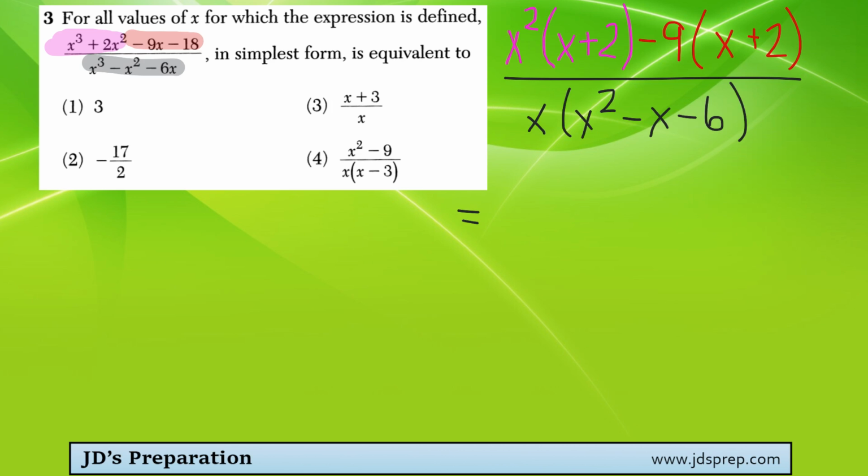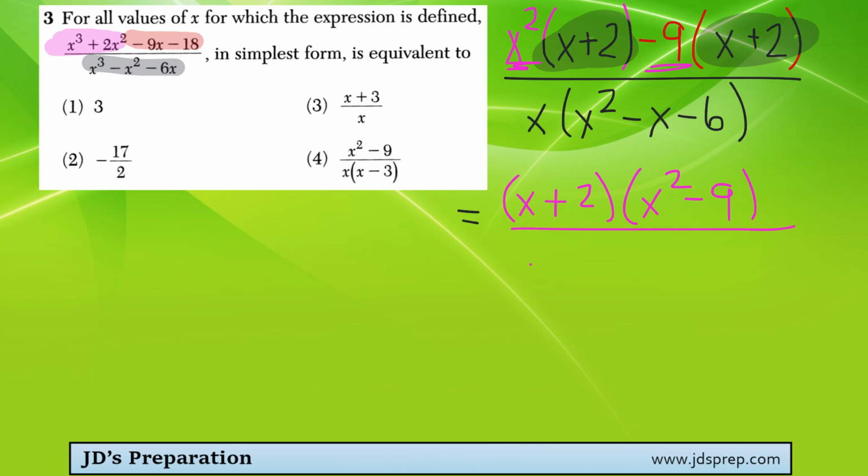Notice in the numerator, we have a common factor of x plus 2. So if we factor out x plus 2, then beside that in brackets, we'll write out what we're left with, x squared minus 9. In our denominator, let's try and factor x squared minus x minus 6. So we're looking for 2 numbers whose product is negative 6 and their sum is negative 1. So that would be negative 3 and positive 2.